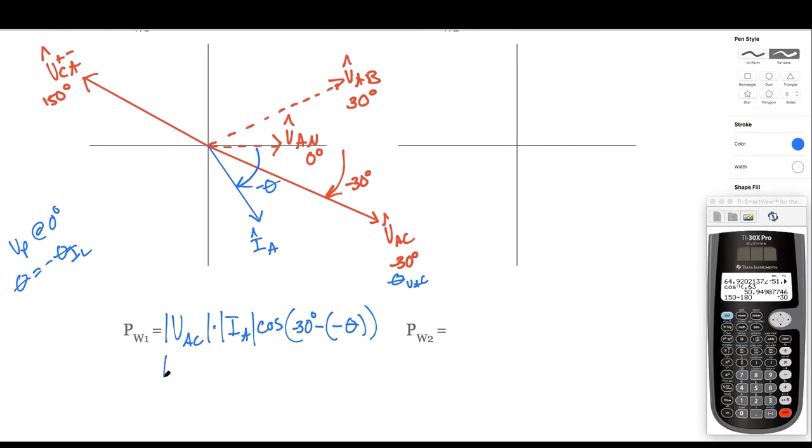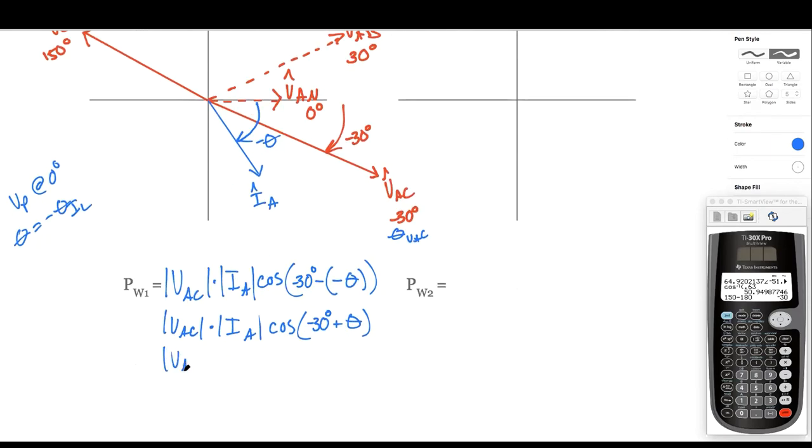So if I clean this up, magnitude VAC times magnitude IA times cosine minus 30, or negative 30. Negative times a negative is a what? It's a positive, right? Clean it up one more time. VAC times IA times cosine theta minus 30. Does everyone see that?